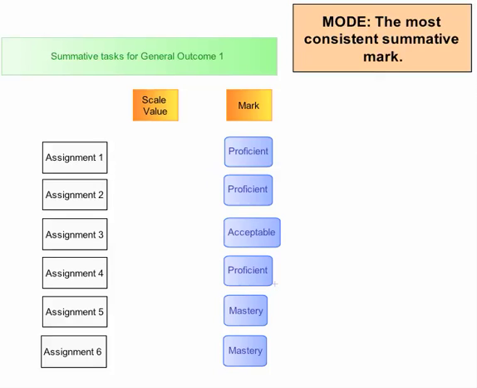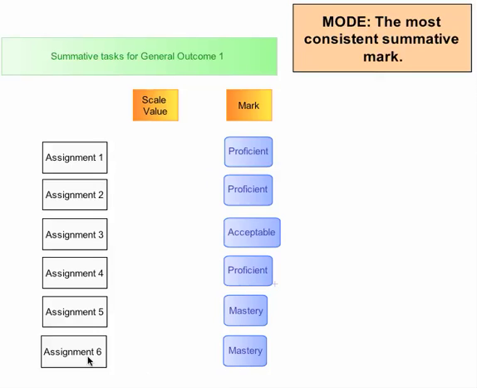These are all the summative tasks for a particular student in General Outcome 1. So for this student, on Assignment 1 they scored Proficient, Assignment 2 they scored Proficient, again in the area of Outcome 1. Assignment 3 Acceptable, Assignment 4 Proficient, Assignment 5 Mastery, and Assignment 6 Mastery.